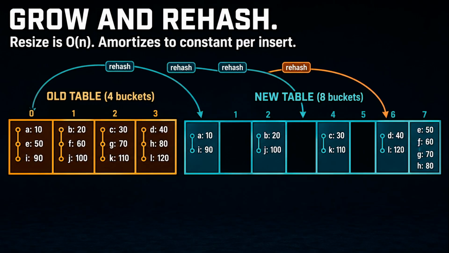Growing the table is not free. When the load factor crosses the cap, the runtime allocates a new table with roughly twice as many buckets, walks every existing entry, recomputes its bucket index against the new size, and inserts it. That single resize is O(n) in the current entry count. But it amortizes. Right. Chapter 1's amortized argument applies again. The rare resize copies every entry, but the cost amortizes to constant per insert across the whole history of the table.